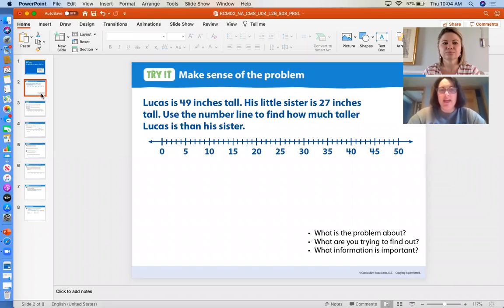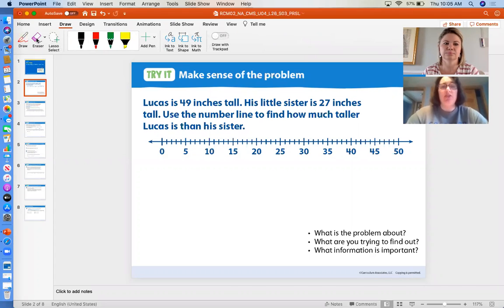All right, so Lucas is 49 inches tall. His little sister is 27 inches tall. Use the number line to find how much taller Lucas is than his sister. So, what do you think? Well, I think we know where we can start, right?